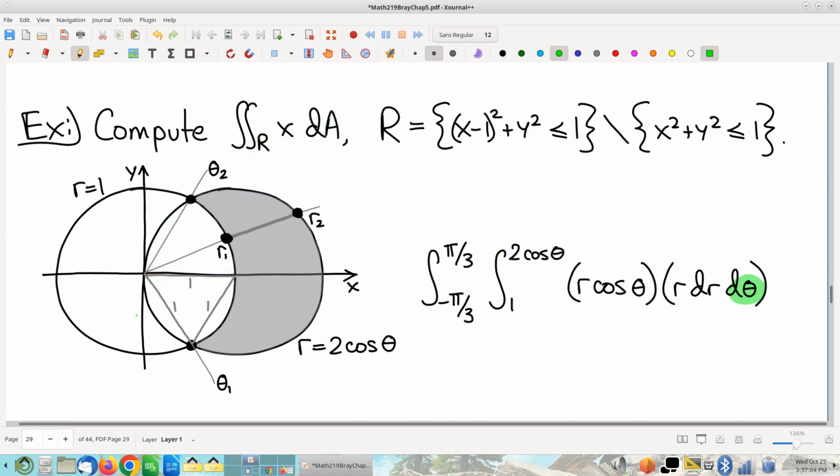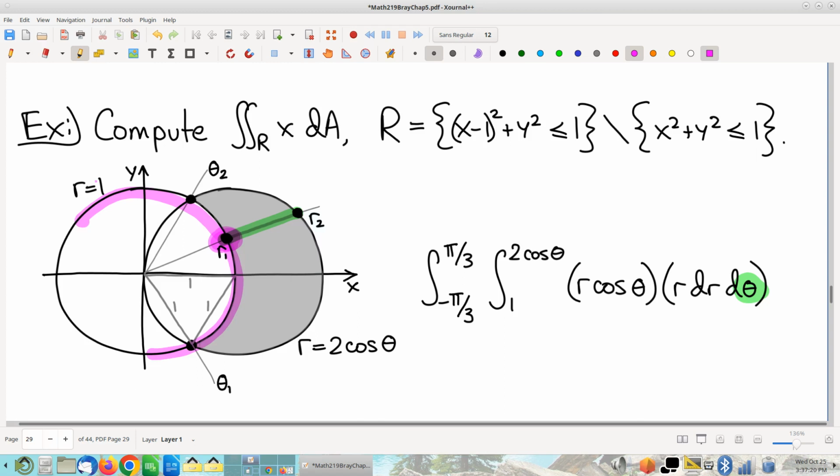Okay, convenient. Now we look at a given theta slice. For that given value of theta, where does R start? R starts at that point. That point is on this curve. That curve has, wait a minute, where is that curve?